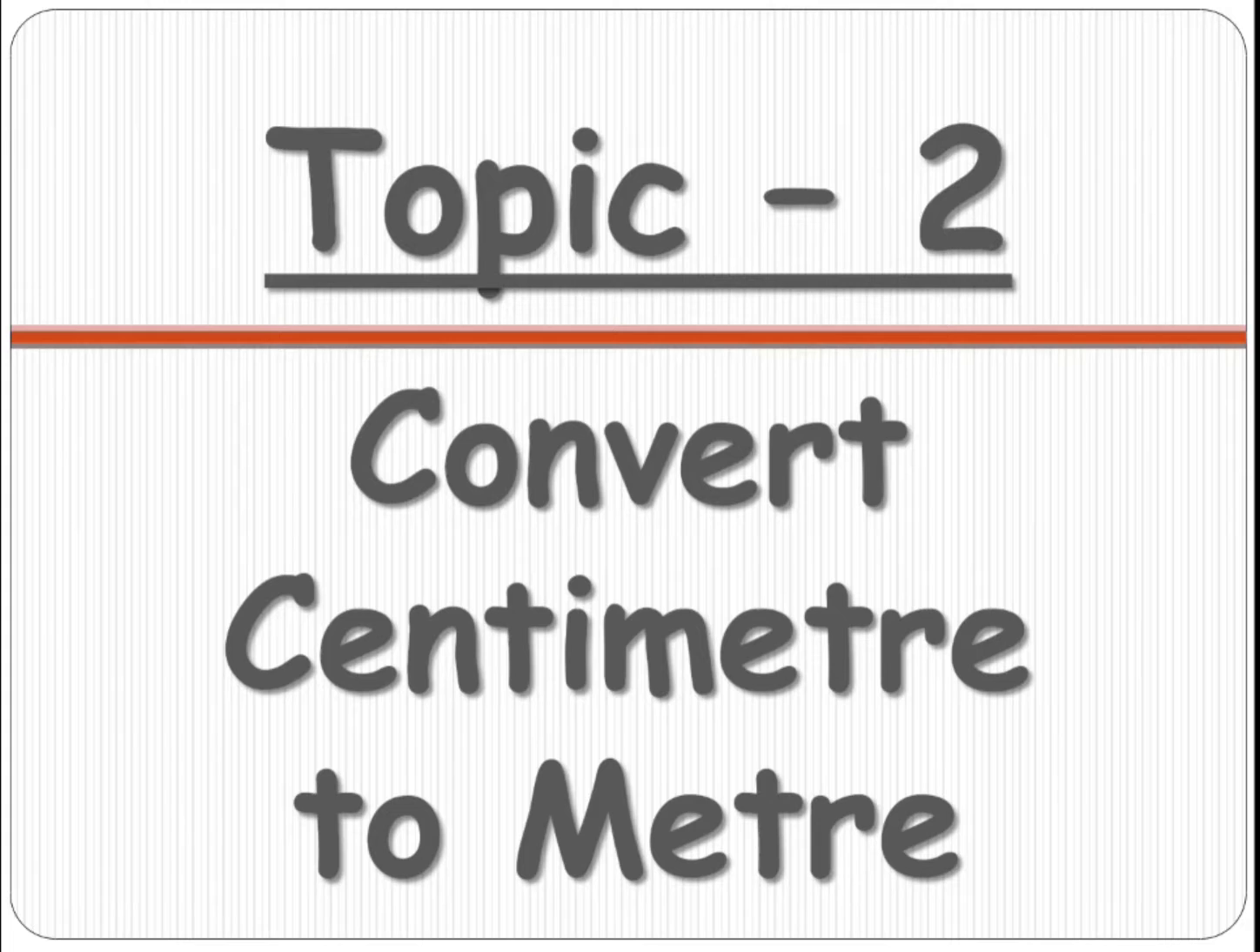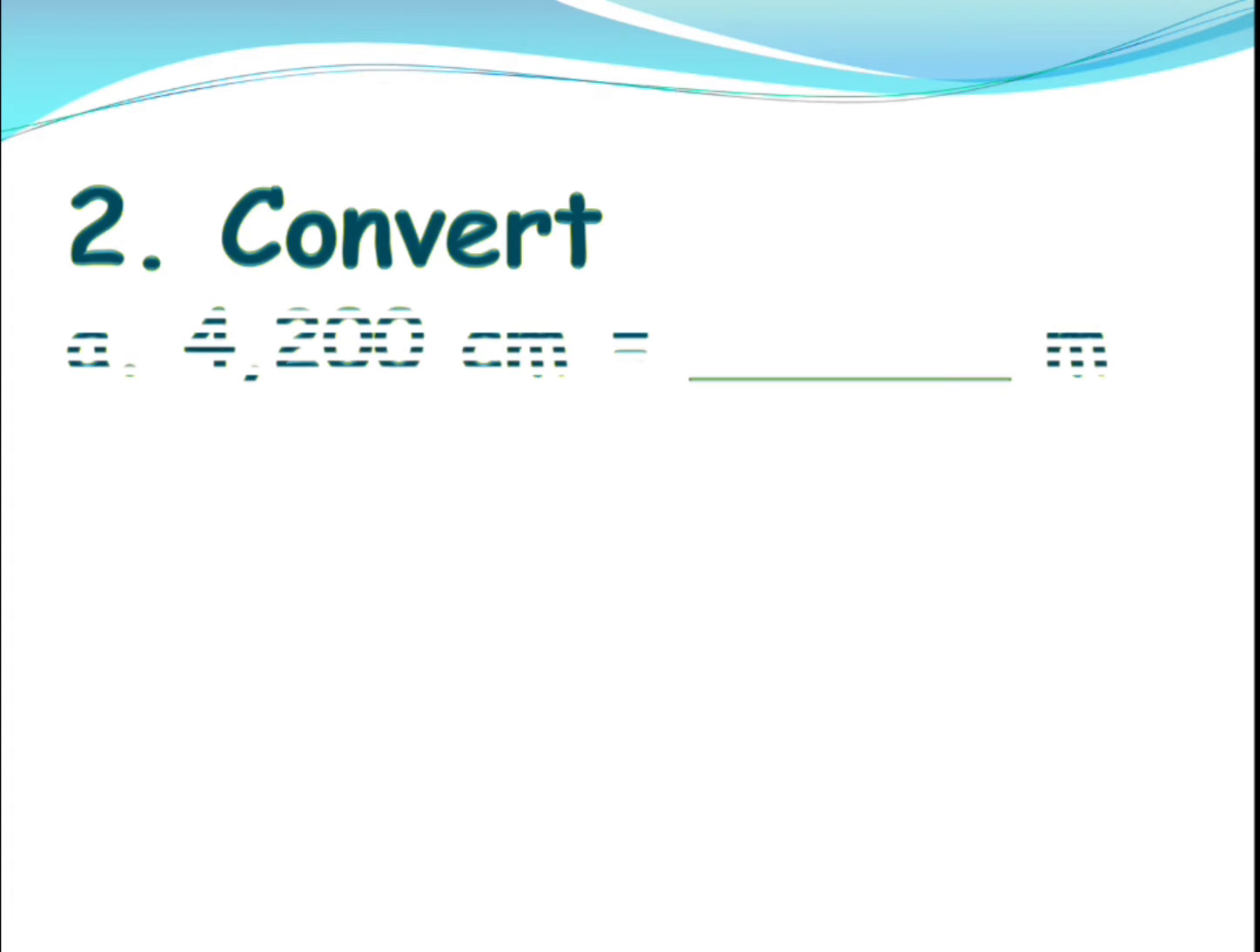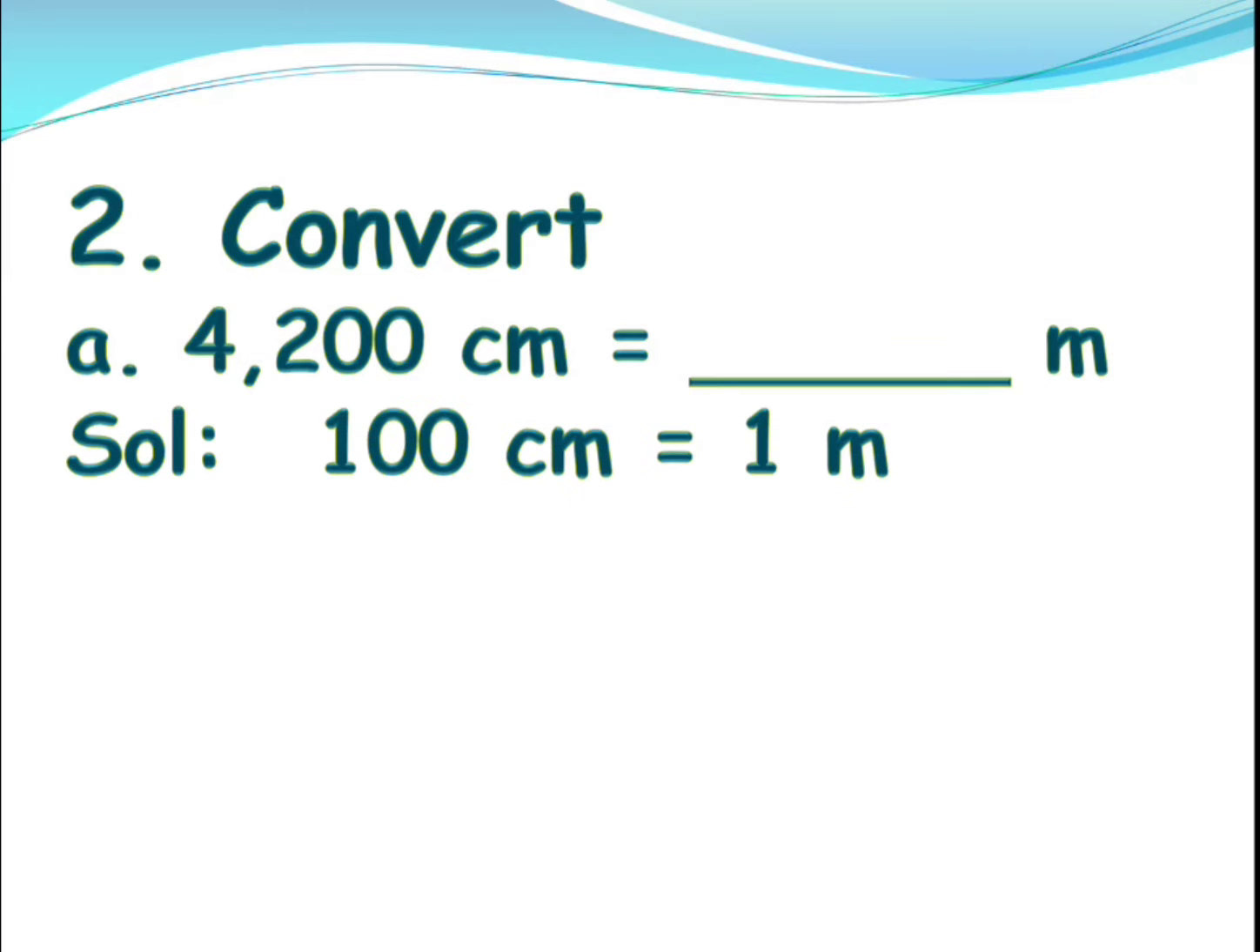Okay, let's see, children. So, convert 4,200 centimeters to meters, isn't it, children? So 4,200 centimeters is equal to dash meters they have given. That means you have to convert these centimeters into meters, and you know that 100 centimeters is equal to 1 meter, isn't it, children? So here when we are converting centimeters to meters, that is smaller unit to the bigger unit, then you have to divide, children.